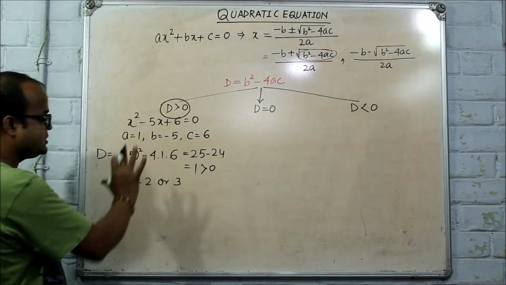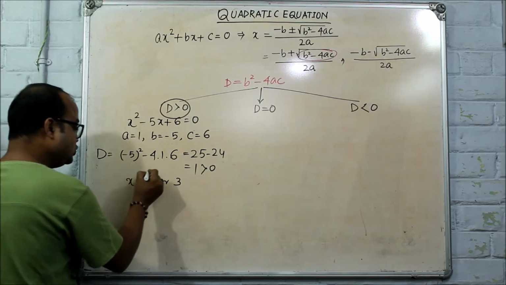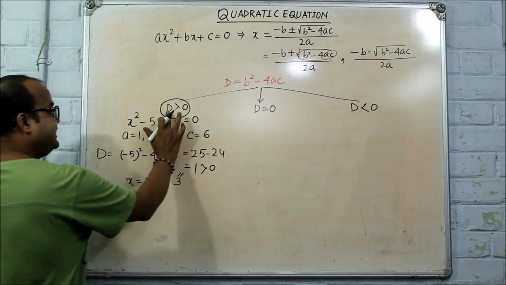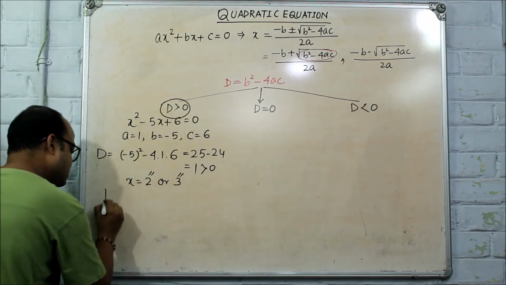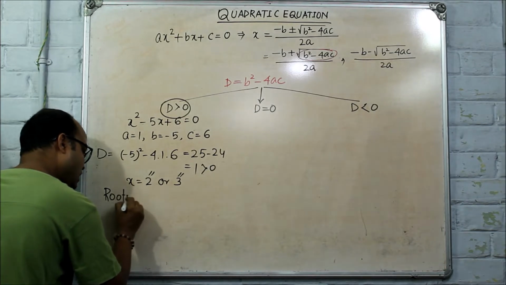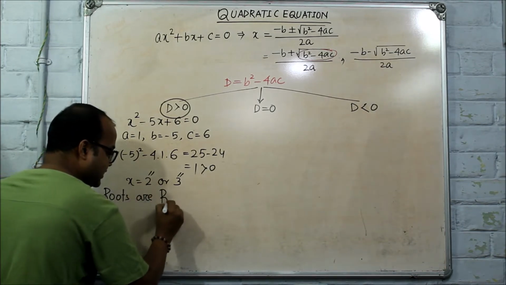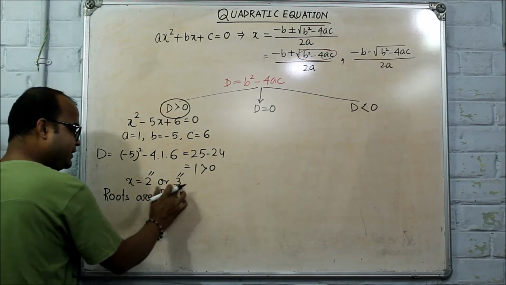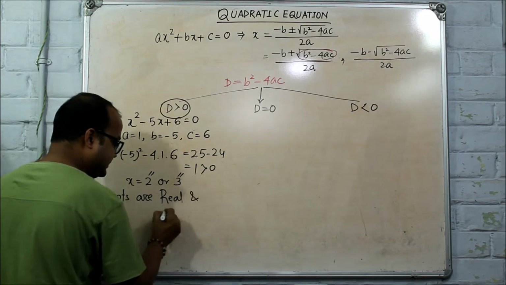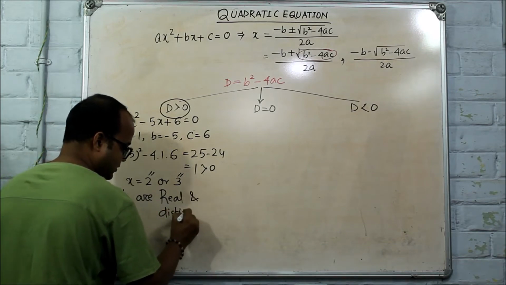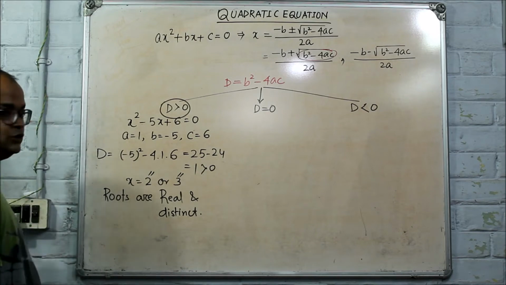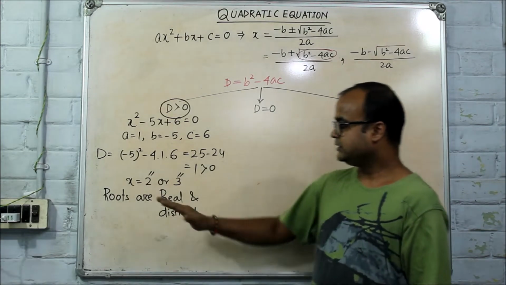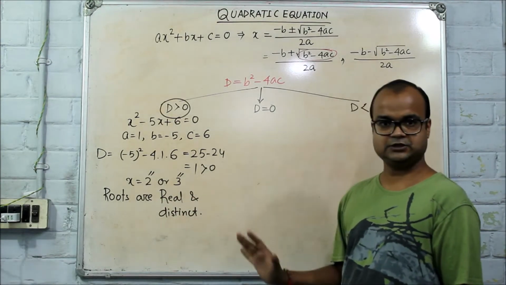Now from this discussion, what you conclude is that 2 and 3 are real numbers. So if D is greater than 0, then the roots are real and they are different. So you can say the roots are real and distinct. So the first case we have discussed: if D is greater than 0, then the roots are real and distinct.